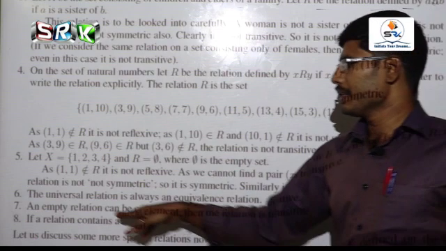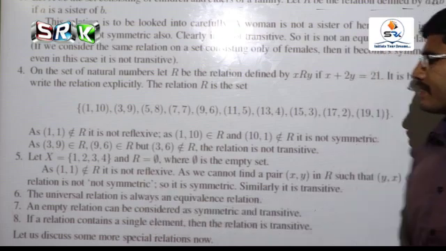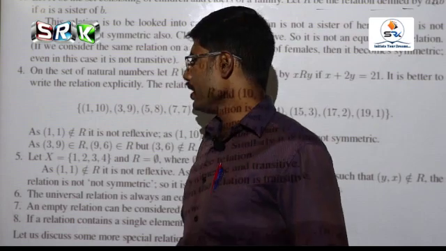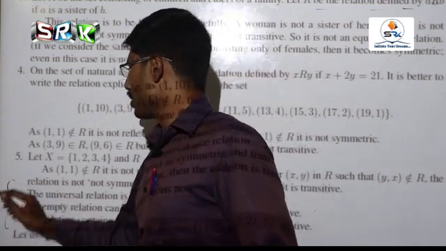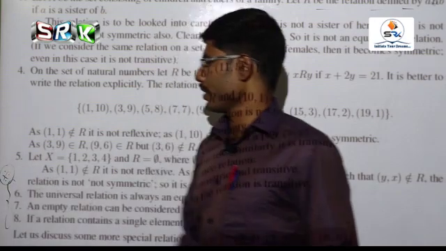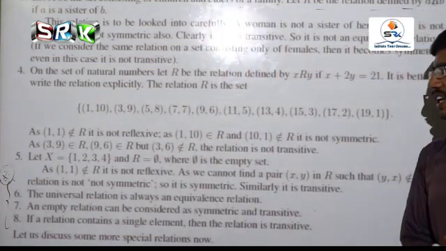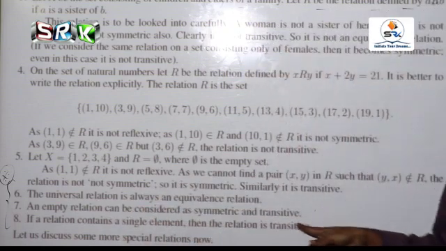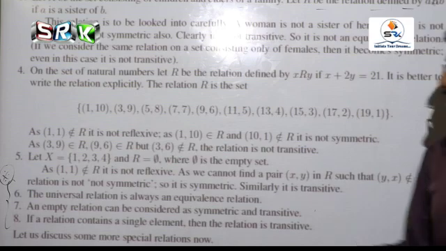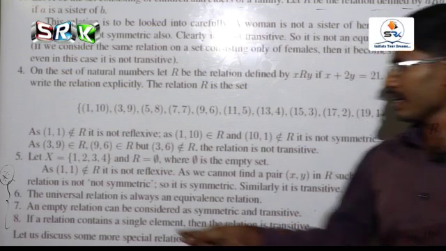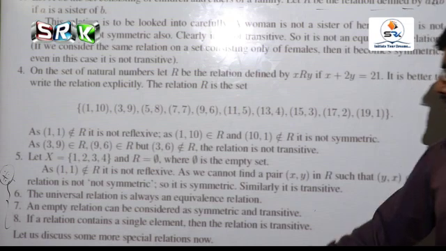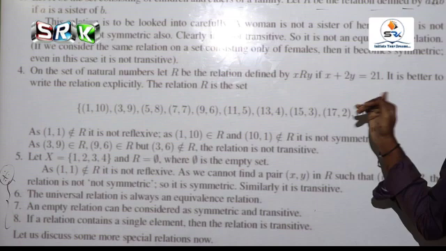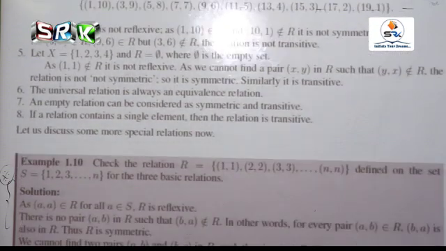Okay, the universal relation is always an equivalence relation. Questions of this type are asked for 1 mark. The universal relation is always an equivalence relation. An empty relation can be considered as symmetric and transitive. A relation containing a single element is transitive. Okay, based on these, we can look at problems. Okay?